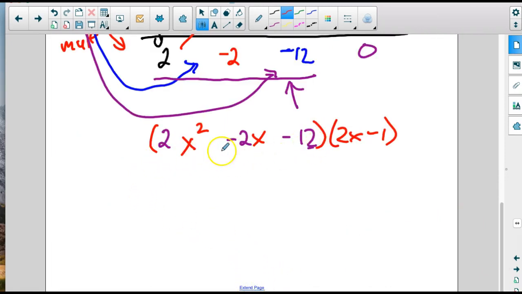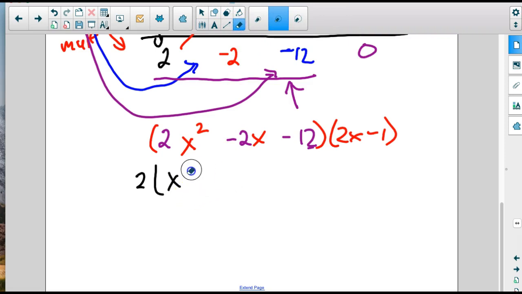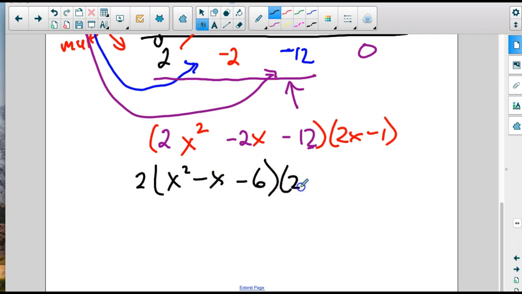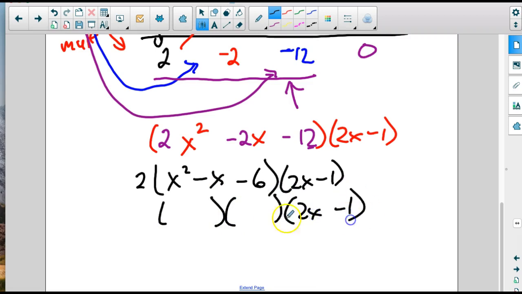We would then factor this. This looks like it's an even one. It's got all evens in it. So I would take out a 2, put it in front: 2 times x squared minus x minus 6, and then times 2x minus 1. So then this factors again. This does not, because we already factored it.